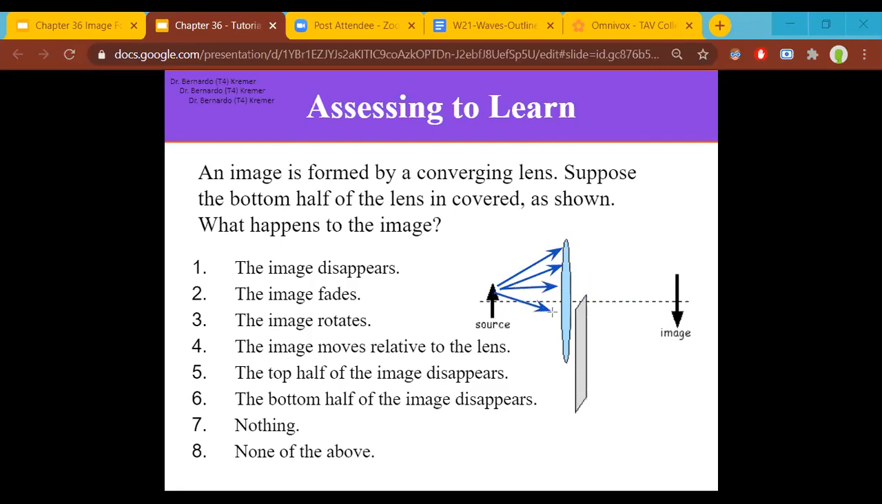So just by blocking the lens, it'll just mean that some light beams don't go through, but some still do, right? Some in the top part still get to pass through and form the image, just not as many light rays as before. So the image is formed with less light than it should, but it's still formed. So the image is still there where it should be, it's just a little bit faded. So the answer will be number 2.